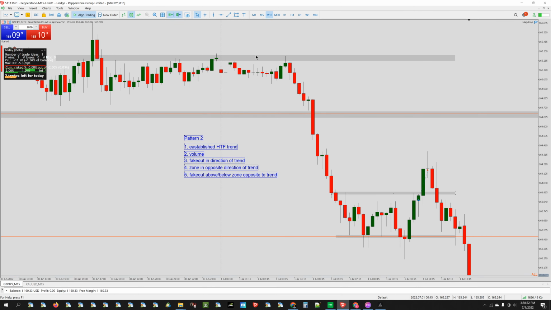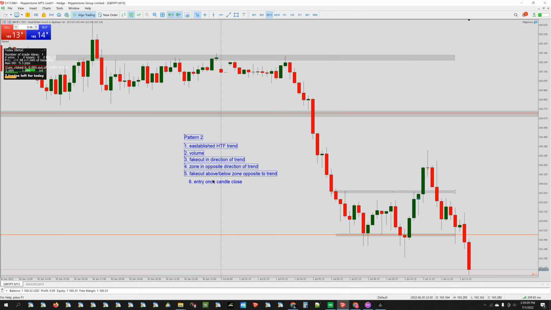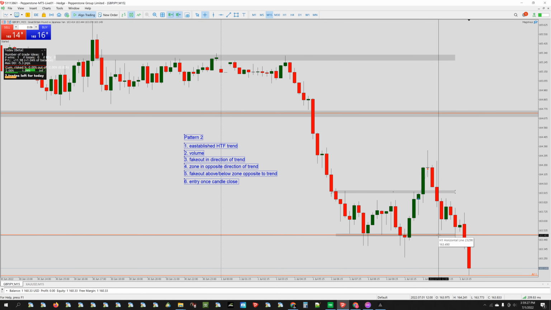And sixth thing is entry once candles close. Basically we need an entry. We can enter right at candle close by placing the stops above here, or we can wait for candle to close, break below the low, and then we can enter. And our potential TP is to this area in this pattern. So this is example of pattern 2.